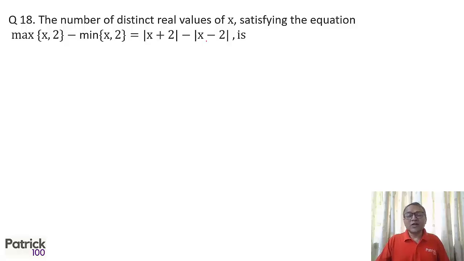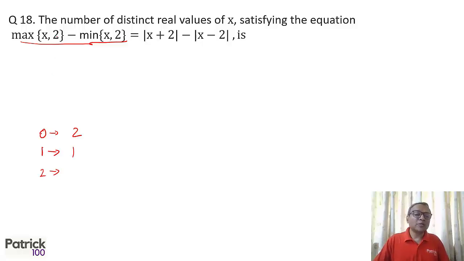Number of distinct real values of x satisfying the equation. So it needs equal on both the sides. One approach of solving it is to try to plot it on the graph or figure out any pattern. For example, if I take x as 0, what do I get in this first part of the equation? Maximum of 0 and 2 is 2, minimum of 0 and 2 is 0, so we get 2 as a value. If I take x as 1, maximum of 2 and 1 is 2, minimum is 1, so 2 minus 1 you will get 1.